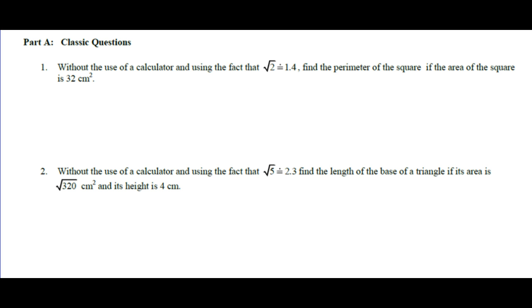Classic questions. These are classics. Without the use of a calculator and using the fact that the square root of 2 is about 1.4, find the perimeter of the square if the area of the square is 32 square centimeters.